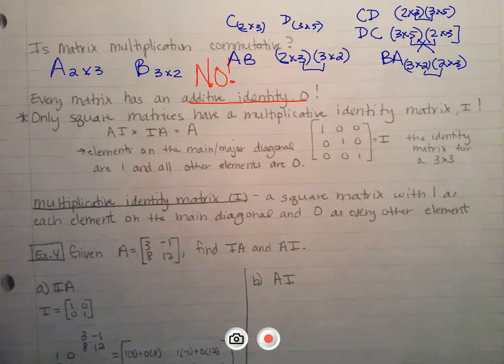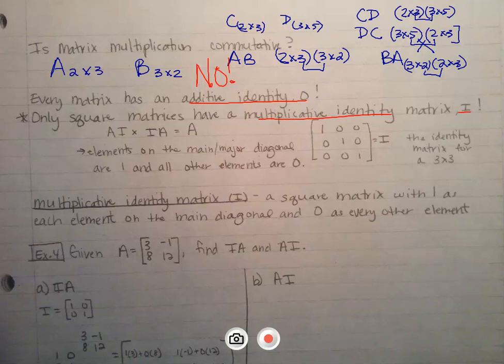Remember those 0 matrices at the beginning? It was a matrix full of zeros. But only a square matrix has a multiplicative identity. A square matrix is a 3 by 3, a 2 by 2, a 4 by 4, a 6 by 6.